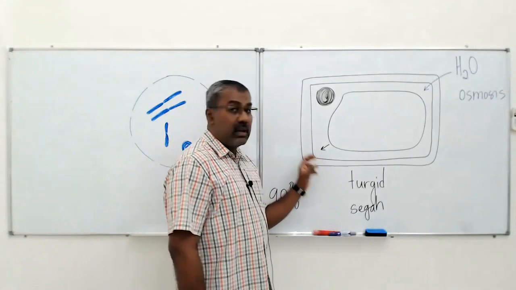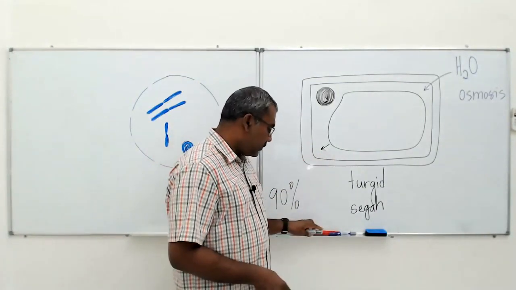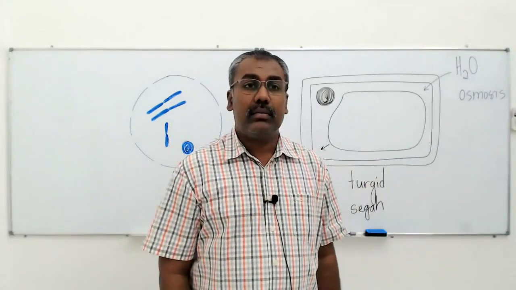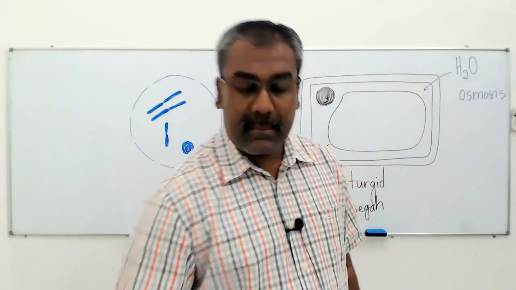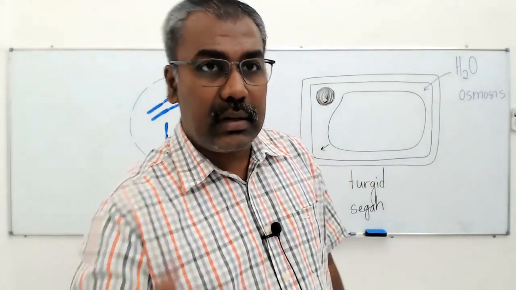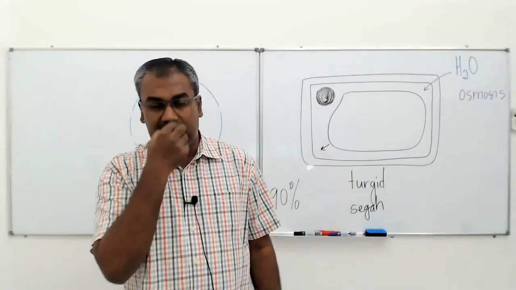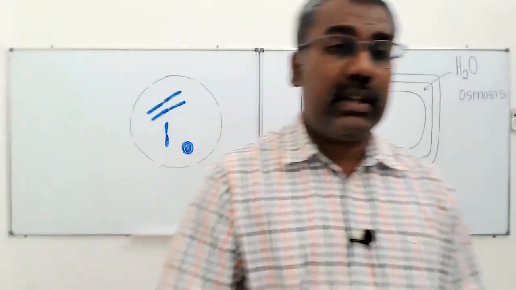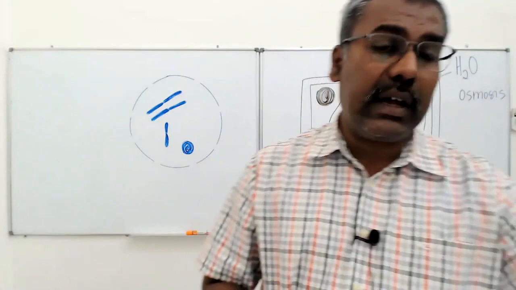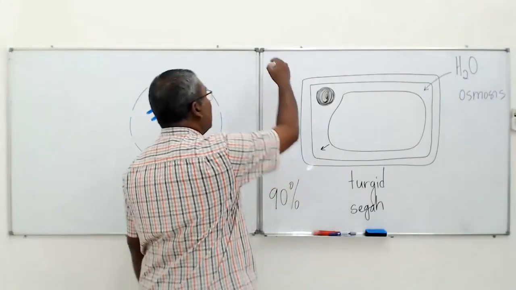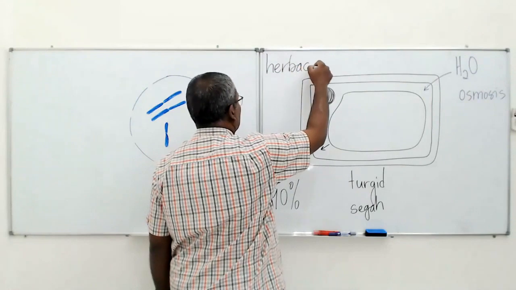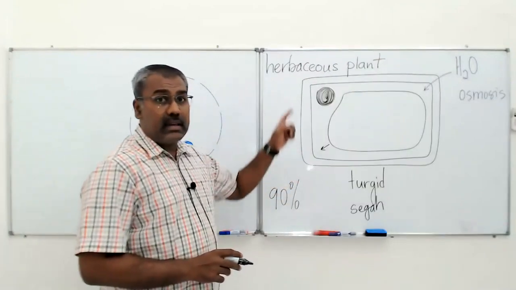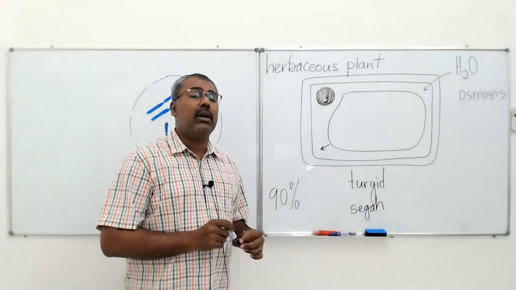Dan apabila sel menjadi segar, what happens? When the plant cell becomes turgid, apa kebaikan dia? Do you know? Can I get some response, please? What is the use of the plant cell becoming turgid ataupun segar? Ini konsep chapter 3. I'm asking you first, maybe you already learned in PT3 before this. And I know any one of you knows herbaceous plant.